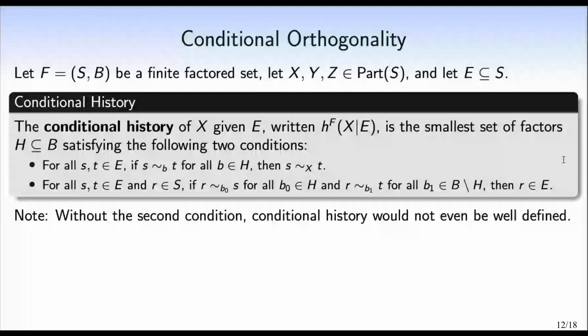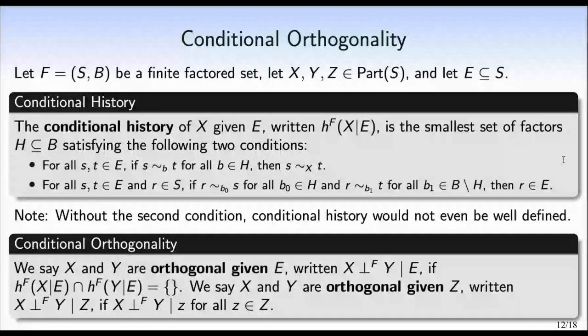All right, and then we're going to use conditional history to define conditional orthogonality, just like we used history to define orthogonality. We say that X and Y are orthogonal given a subset E if the history of X given E is disjoint from the history of Y given E. And we'll say that X and Y are orthogonal given a partition Z if X and Y are orthogonal given each individual part in Z. So what it means to be orthogonal given a partition is just to be orthogonal given each individual part in that partition. So we define orthogonality given a partition from orthogonality given a subset.